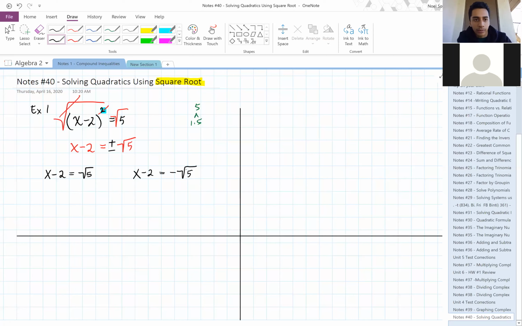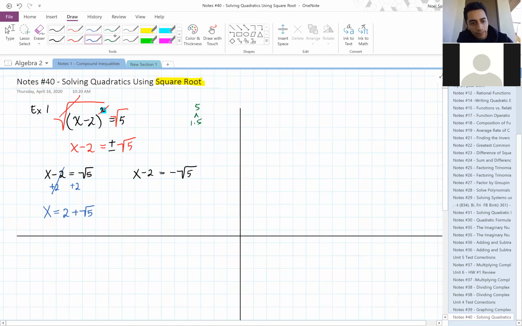Now, we need to get x by itself. So in order to get x by itself, you need to add 2 to both sides. When you add 2, you're not adding 2 to the inside of the root. You're adding 2 to the value of the square root of 5. So it would be incorrect to all of a sudden change that to the square root of 7. It's just not possible. What you're allowed to do is say that this is equal to 2 plus root 5. That is your solution there. 2 plus root 5.